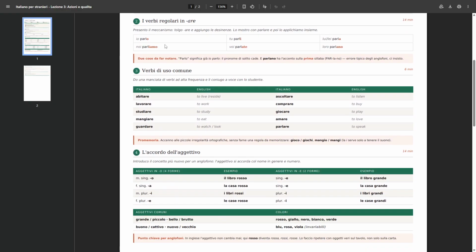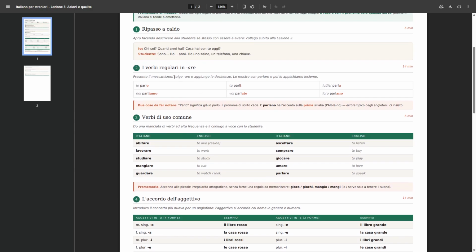So, today we have, first of all, regular verbs in -are. The infinitive is not the same as in English. In Italian, we have three types of infinitive, and they are categorized by their ending, the desinence. Some end in -are, like this, some end in -ere, and some in -ire. For now, we're just going to see -are.